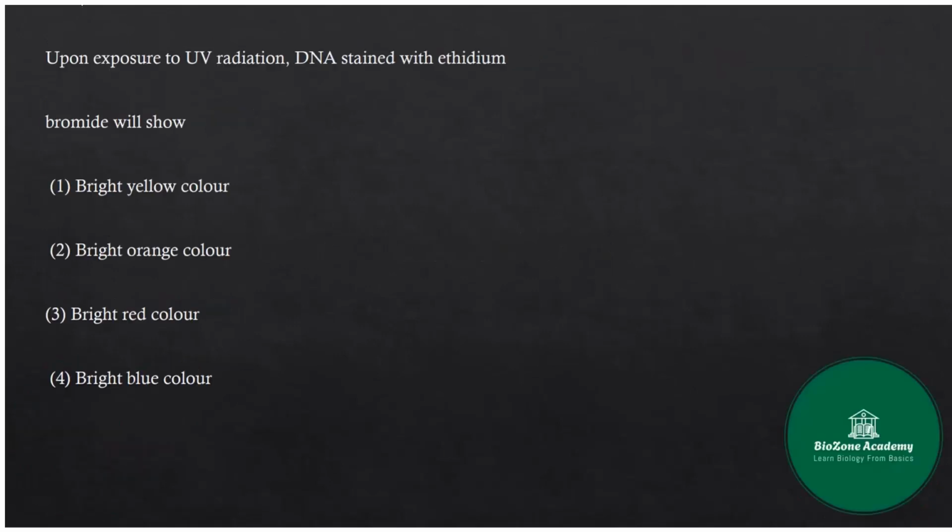Next, upon exposure to UV radiation, DNA stained with ethidium bromide will show which color? Bright yellow color, bright orange color, bright red color or bright blue color? So the correct option is bright orange color.